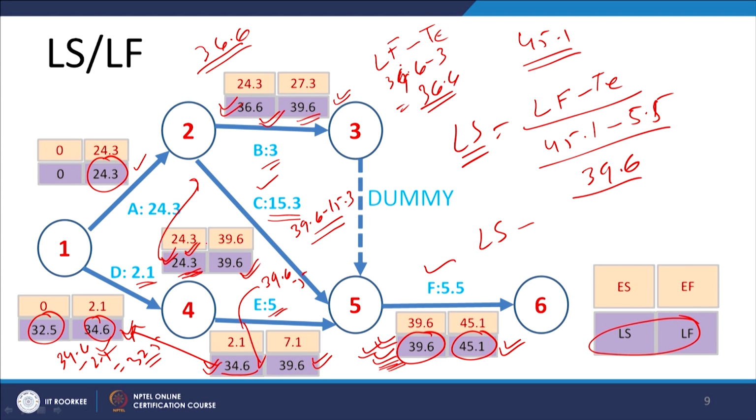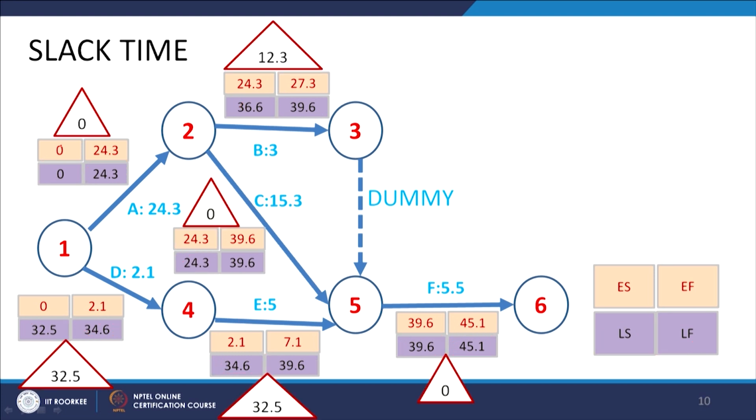So, 24.3, the latest start time for activity C, becomes the latest finish time for activity A. When this latest finish time, 24.3, is subtracted by the time required to complete activity A, that is 24.3, the difference becomes 0. So, the latest start is 0. That is how we are able to complete the latest start and latest finish time for both these activities.